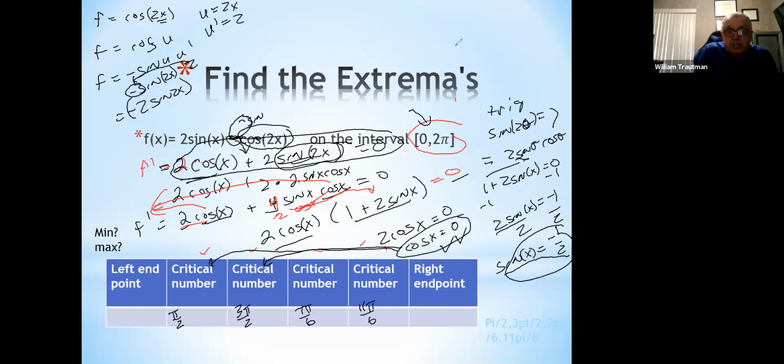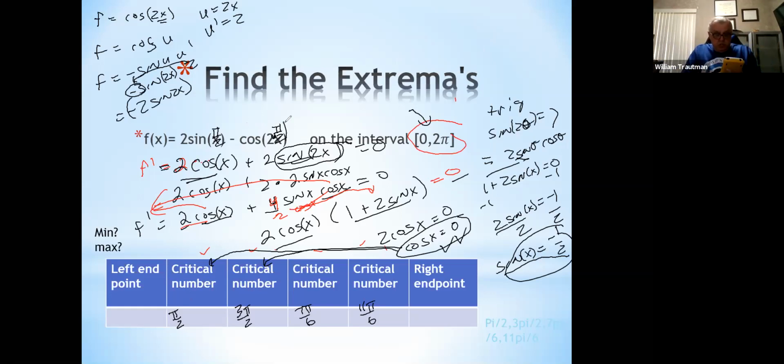Okay, so going back to the original problem. On our calculator now, we're going to plug in pi over 2. And pi over 2, by the way, that's 2 times pi over 2 now. So let's put that into our calculator. 2 times sine of pi over 2 minus cosine of 2 times pi over 2. By the way, that's just pi, right?